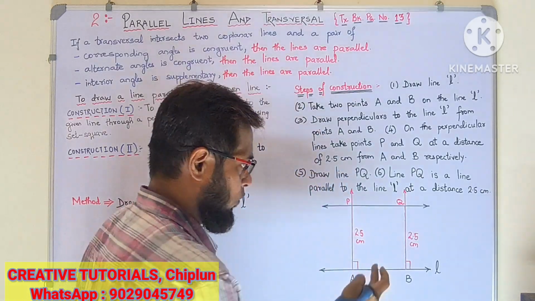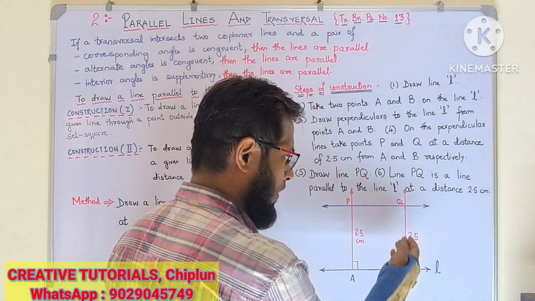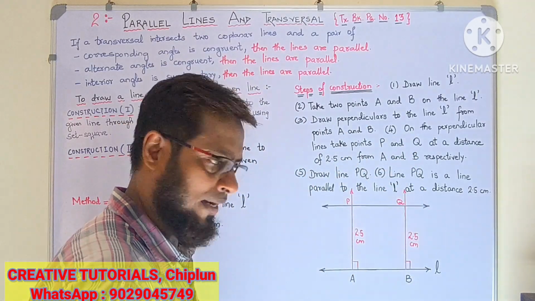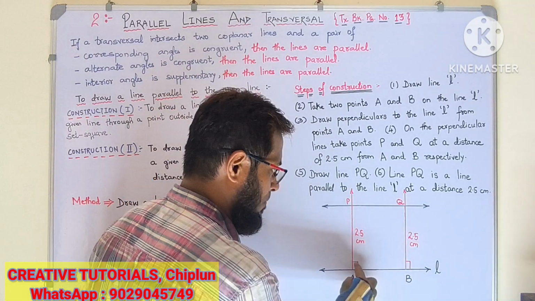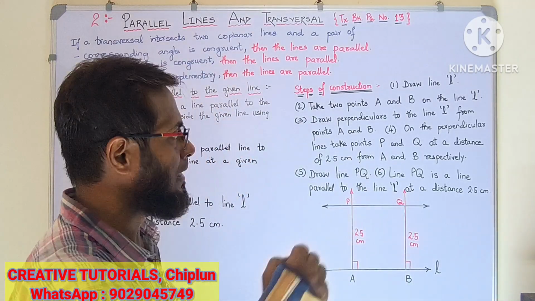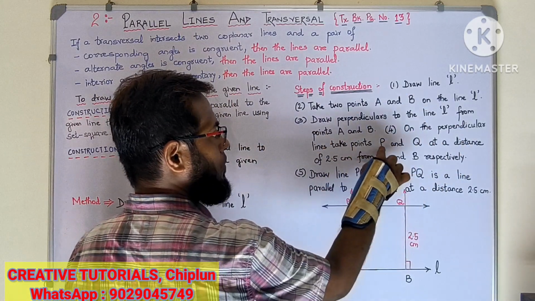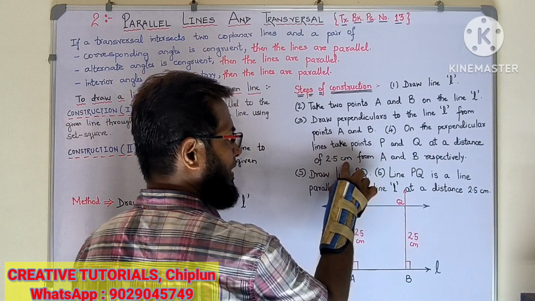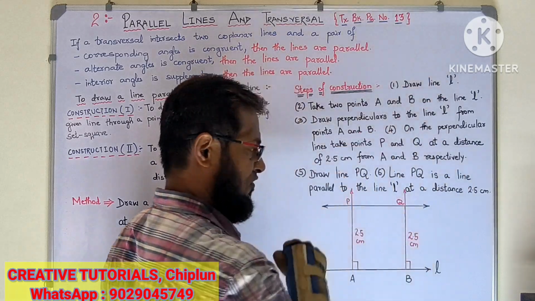Again you will take one set square, either keep it on this side or this side, it's up to you. With the help of the set square, draw this perpendicular. Alright, once you have drawn this perpendicular, please show these perpendicular marks. Now on the perpendicular lines, take points P and Q at a distance of 2.5 centimeters from A and B respectively.